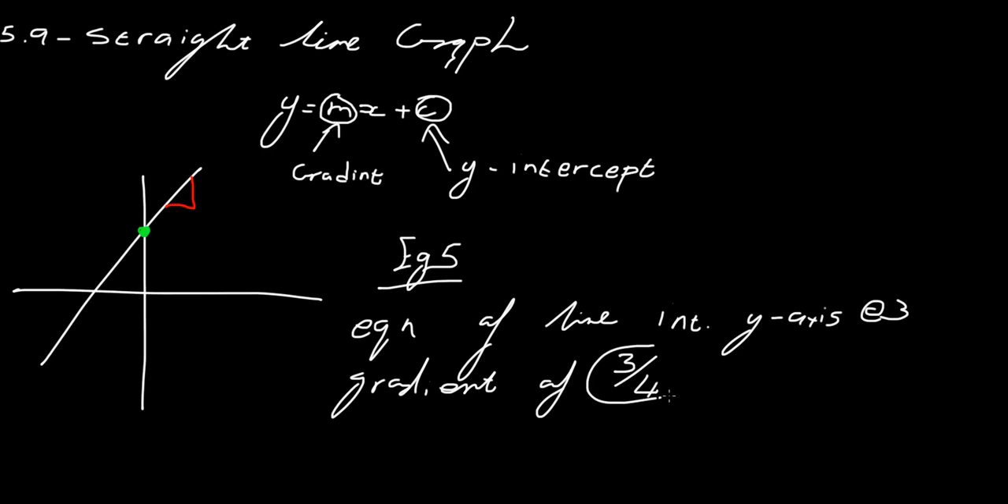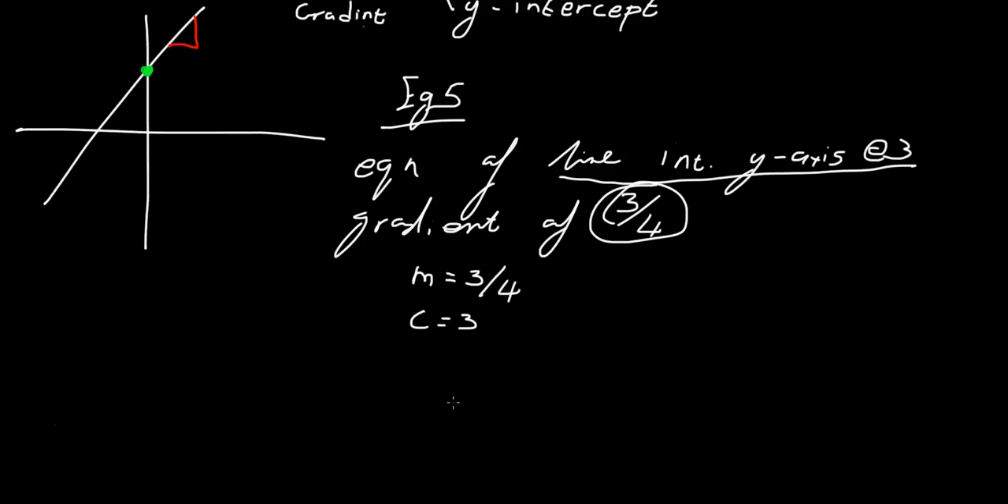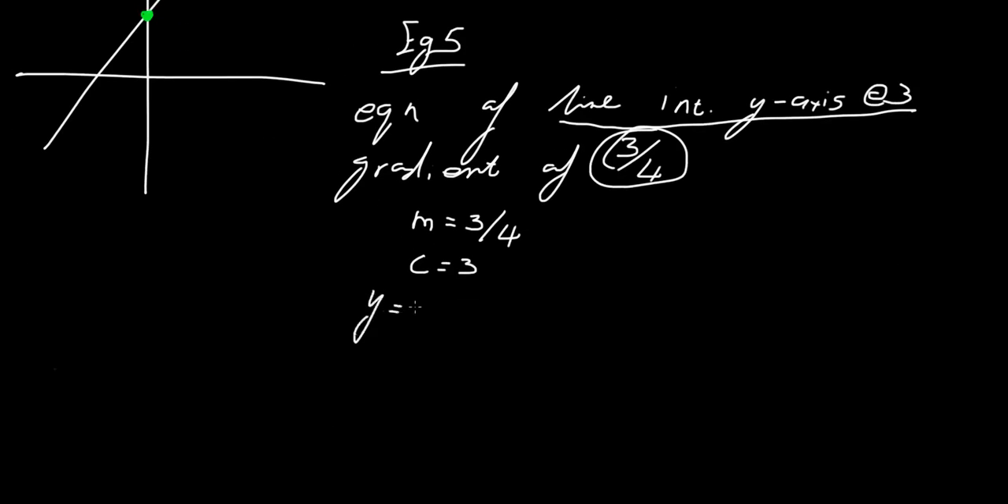So the gradient is 3/4, and we know that m is the gradient, so m equals 3/4. The y-intercept is 3, and we know that the y-intercept is c, so c equals 3. And then you've got your general form, which is y equals mx plus c, so we can just pop those values in, and y equals 3/4 x plus 3. And there you go.